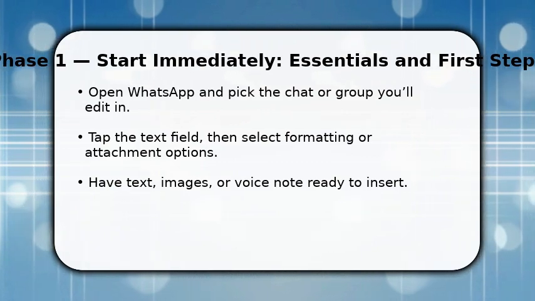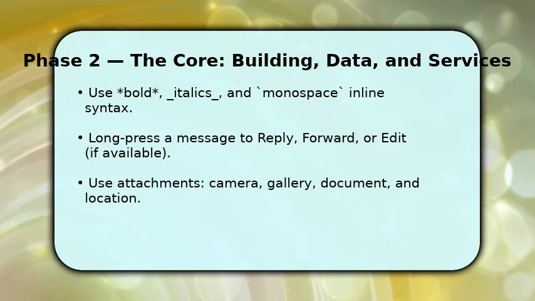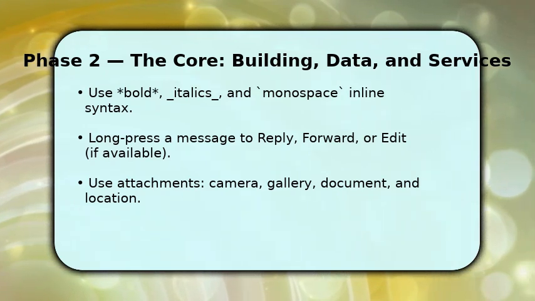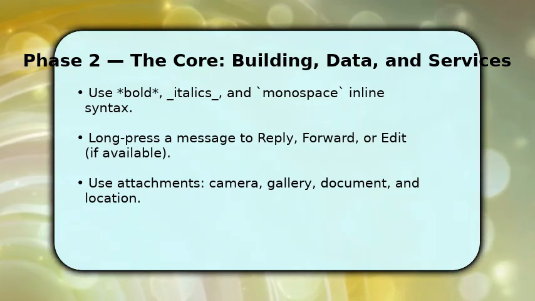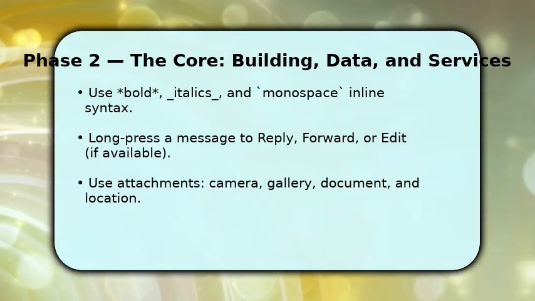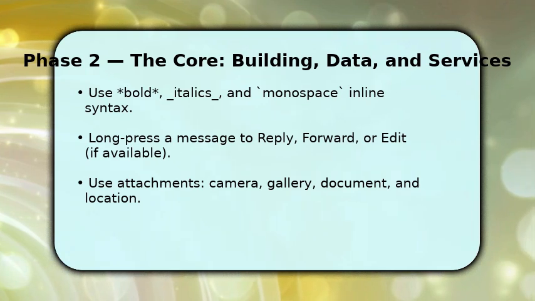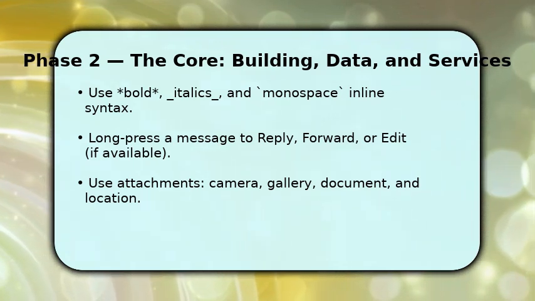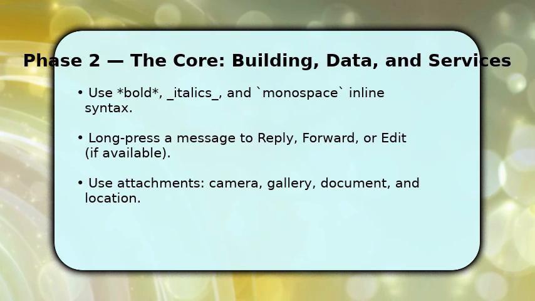monospace while you type. You now apply formatting and advanced edits. Type with quick inline markers like asterisk, bold, asterisk, or italics because WhatsApp converts them automatically. Once typed, press and hold a message to reveal reply, forward, star, or delete. Reply keeps context in group chats.